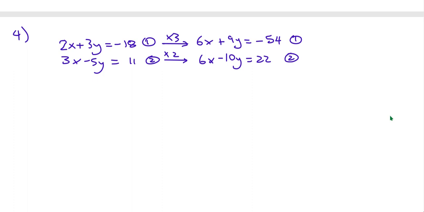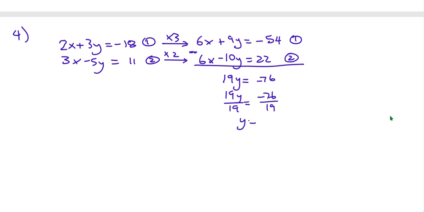And now I can do regular elimination. I see the 6x and the 6x line up. Should I add or subtract? Well, I want to get rid of the x's and make them 0, so I will subtract. So now we have 6x minus 6x is 0x. We don't even write it. 9y minus negative 10y is the same as 9y plus 10y. That's 19y. Negative 54 minus 22 is negative 76. Divide both sides by 19, and you get y equals negative 4.